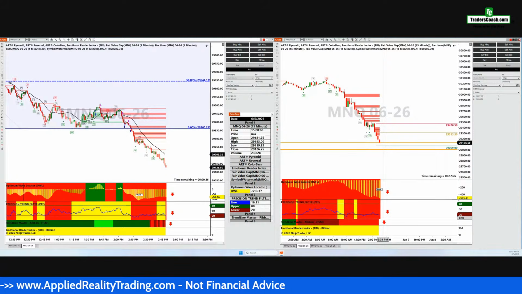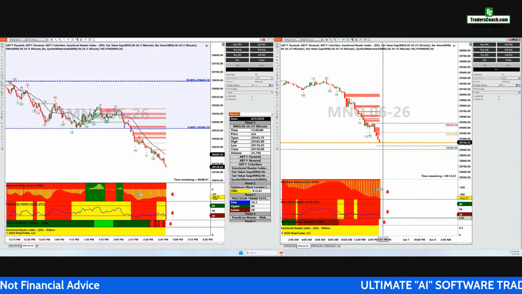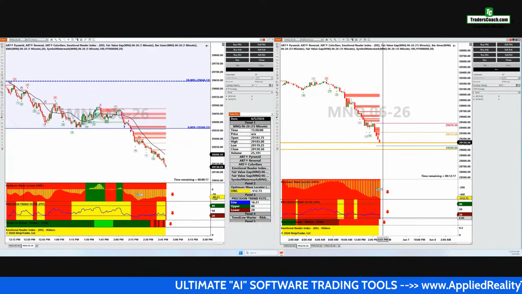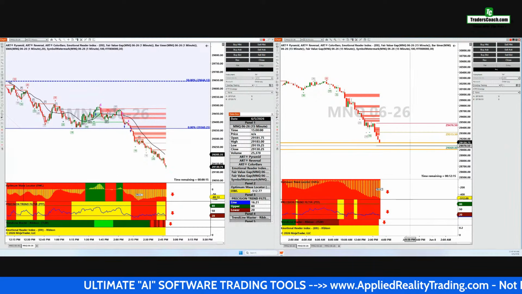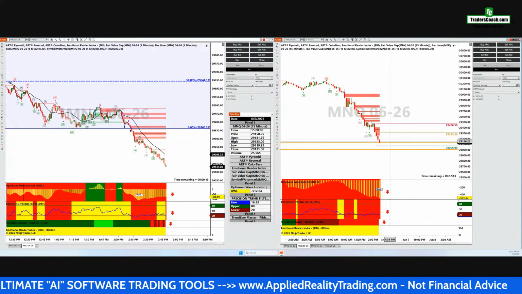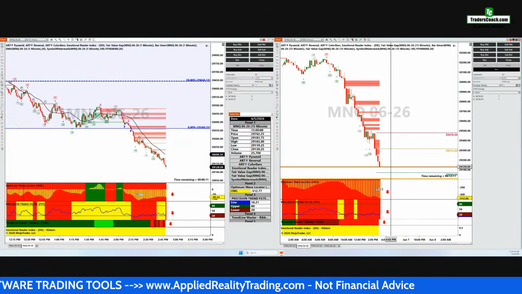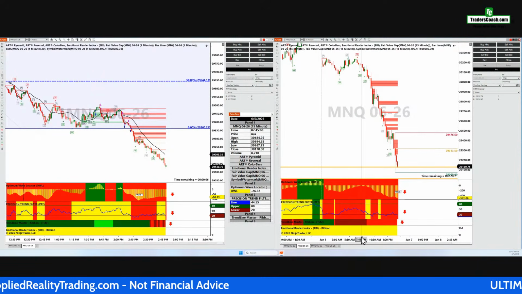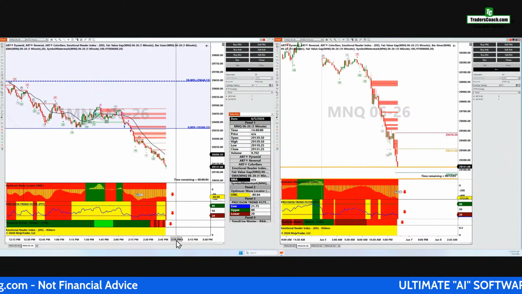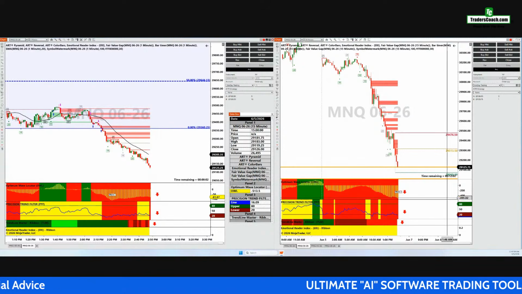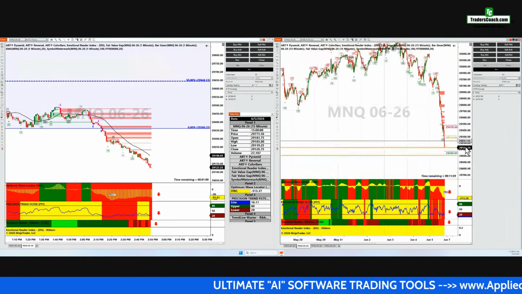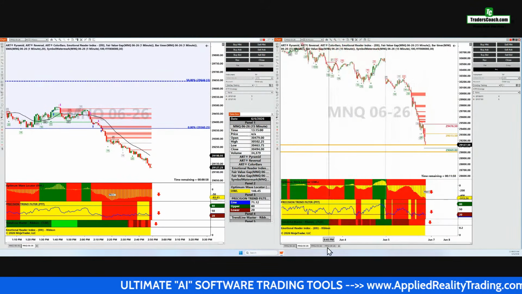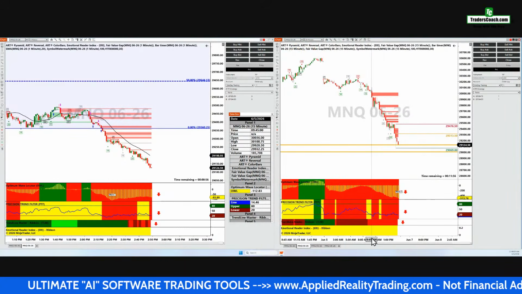Okay, so I think we hit it, guys. We hit it. Red PTFs now. Just went red again. So what does that mean? Does that mean we're going lower? According to that, it is. According to this, it is.